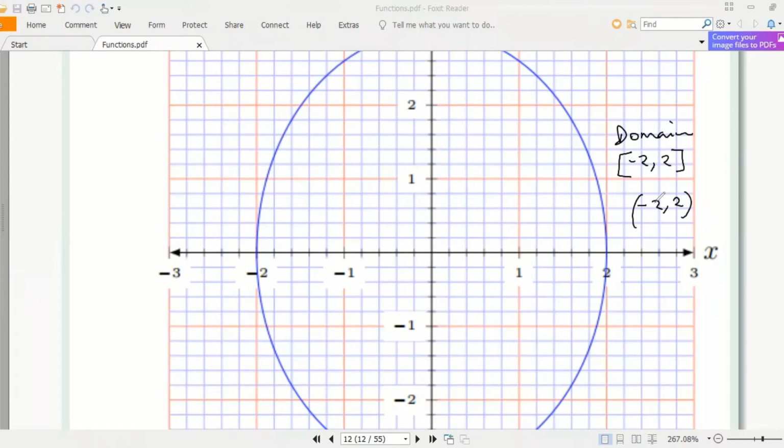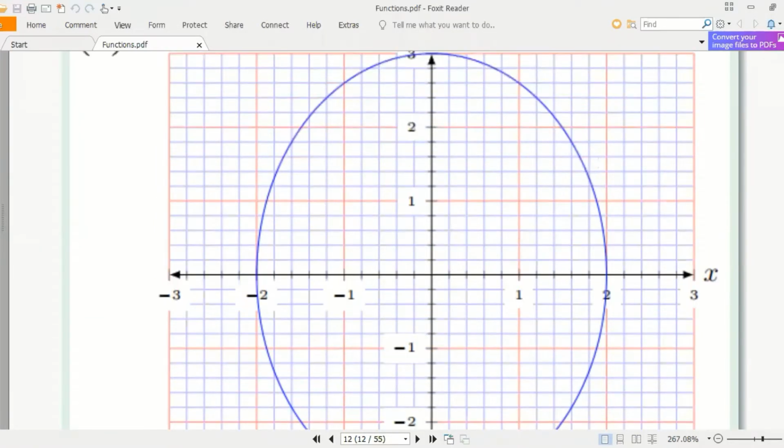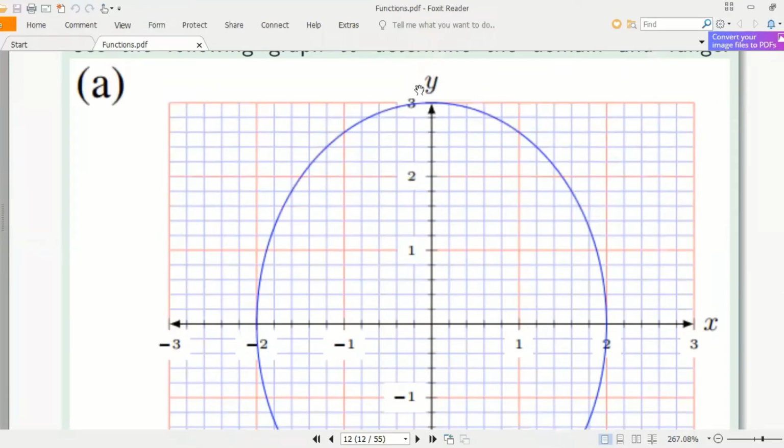What about the range? The range are the y values. So let's see, where do the y values begin and where do they end? The lowest y value here is -3, is included, and the highest y value that I see here is +3. That means that the range of this function is -3 to +3, and the 3 positive is included, and the negative also included. So this is the range.